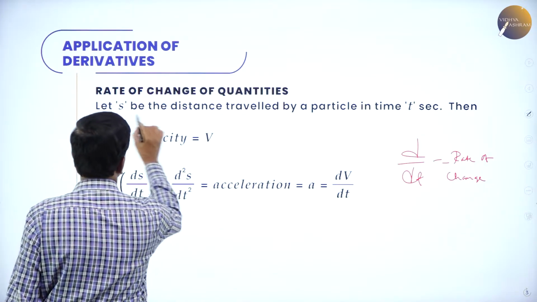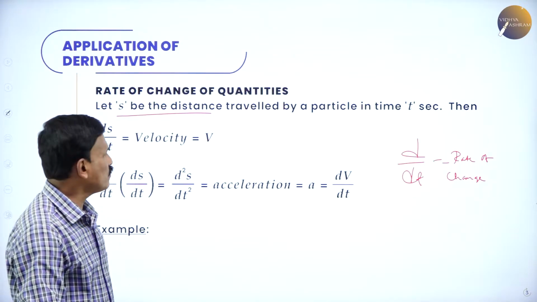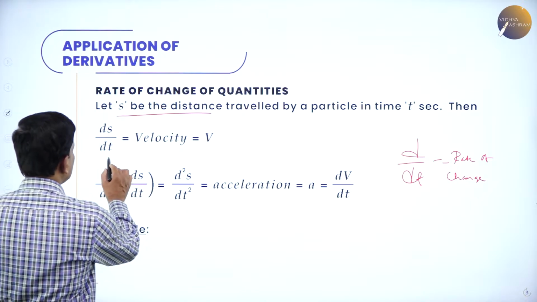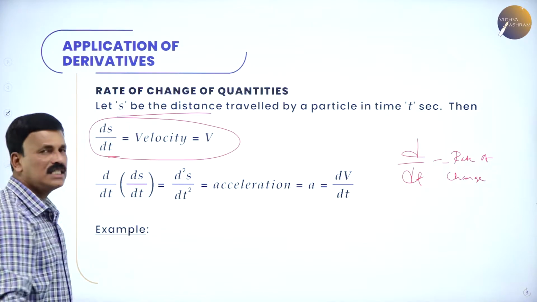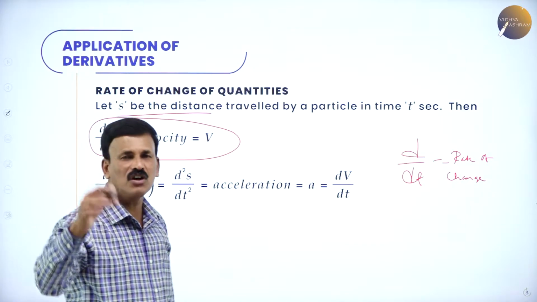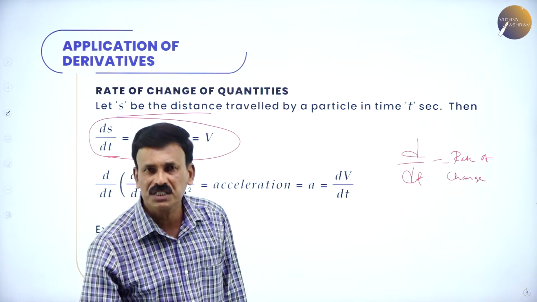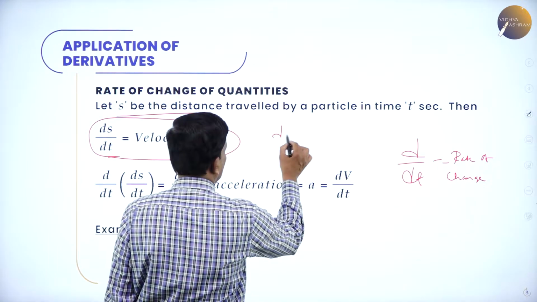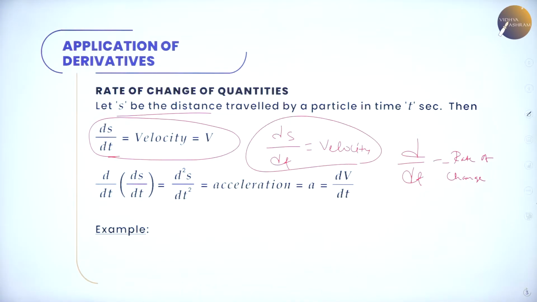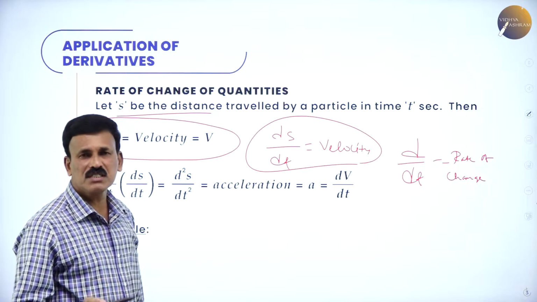Now suppose s is the displacement or distance traveled by a particle in time t seconds, then the rate of change of displacement is denoted as ds by dt. ds by dt is called the velocity. The rate of change of displacement ds by dt is called the velocity of a particle. That means if you differentiate a function, the first derivative will give the rate of change, that is velocity.